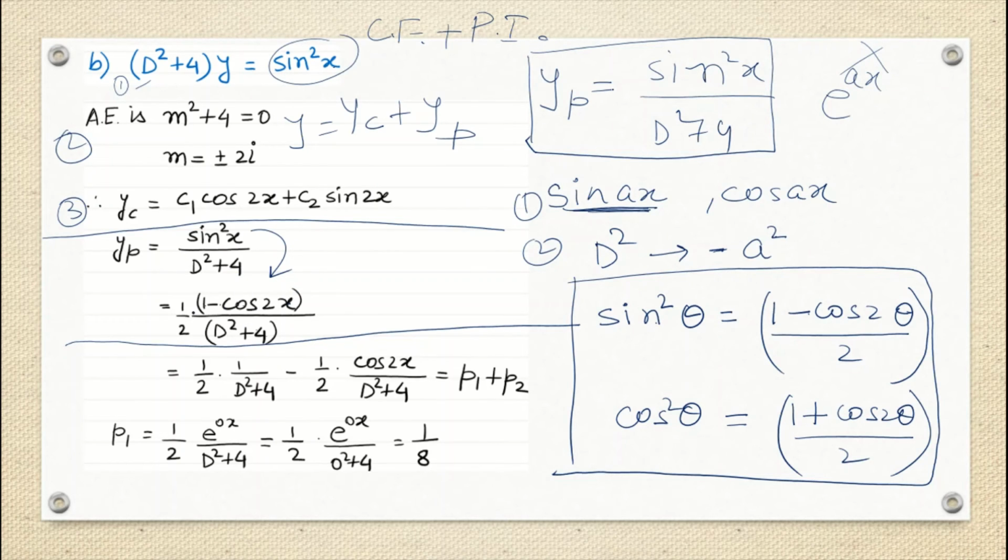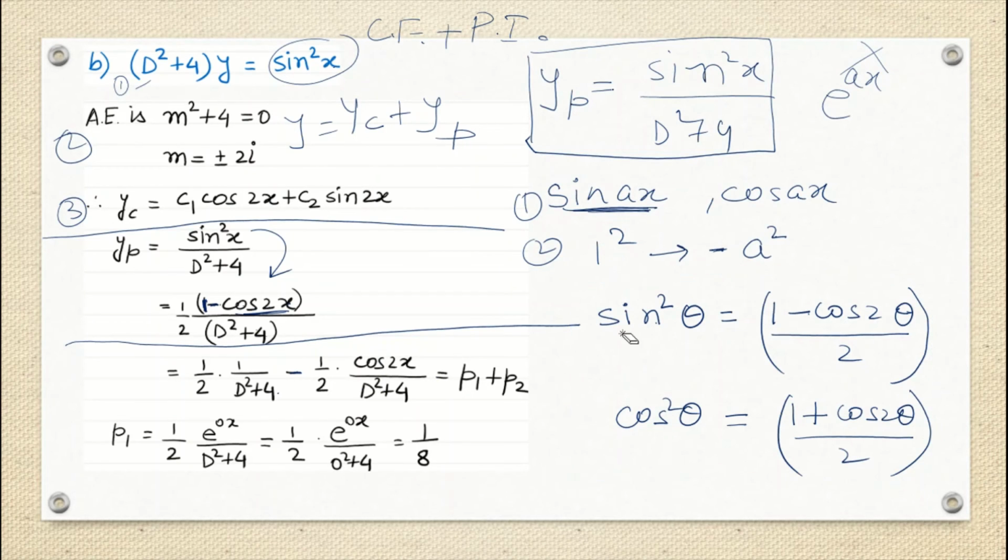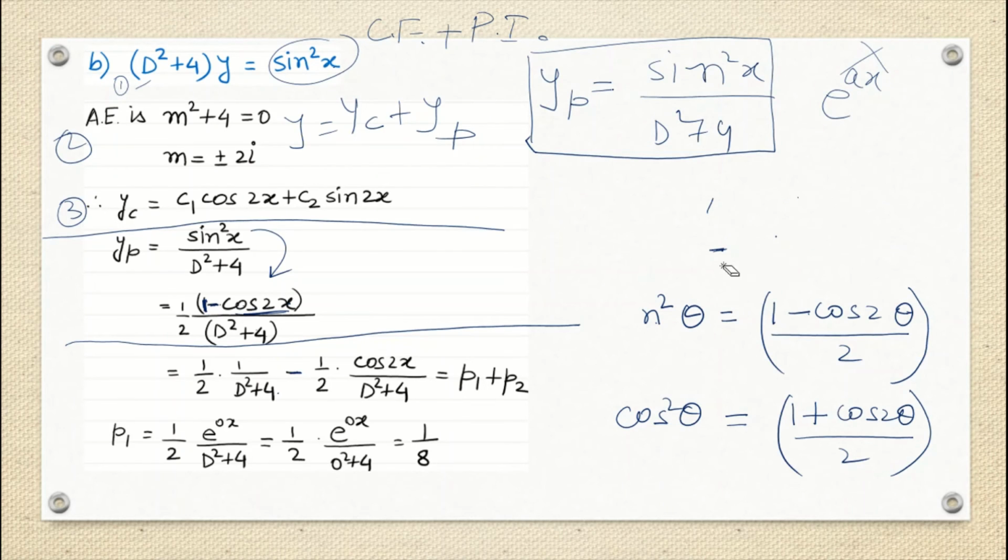Now what are we going to do? We see that there are two terms in the numerator, so it is better to split the terms. The very first term is 1 divided by 2 into d square plus 4. The second term is minus cos 2x divided by 2 into d square plus 4. And why am I splitting it? Because if all of these are in simpler form, then it will be easy to perform the calculation.